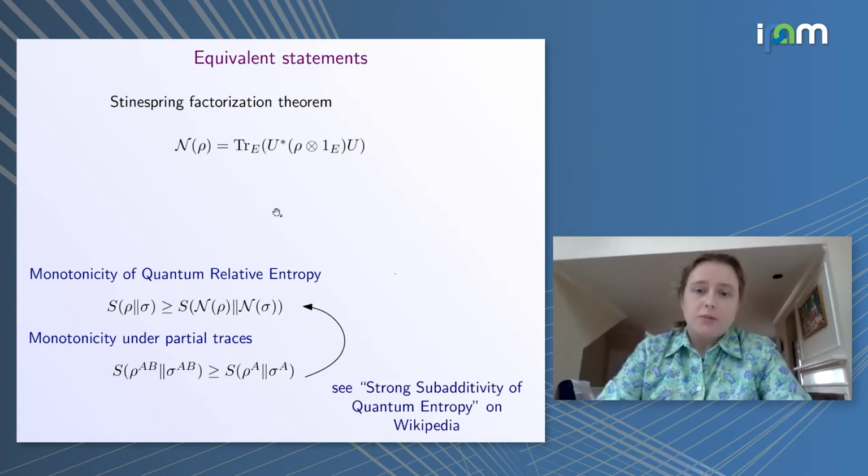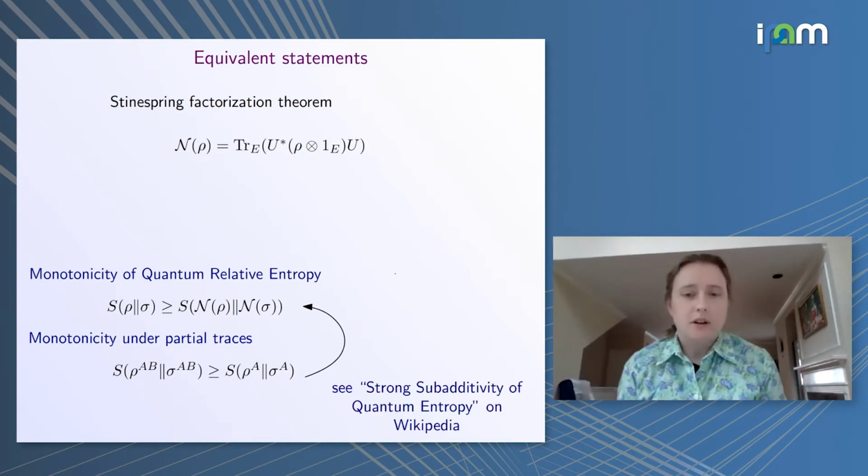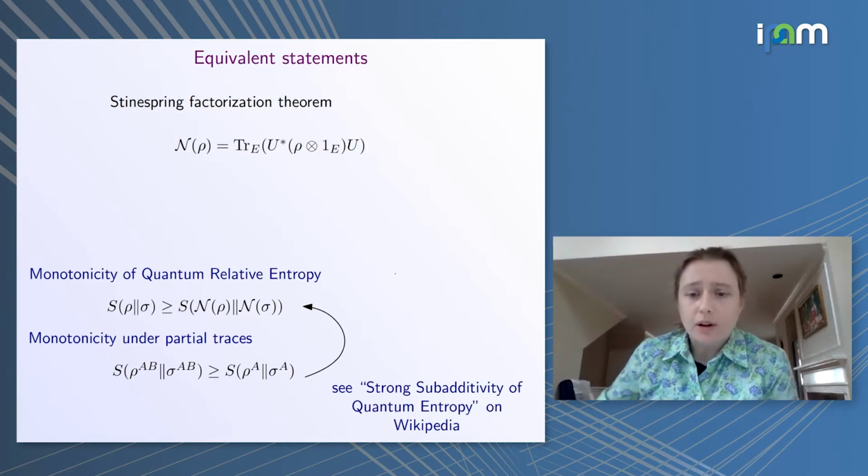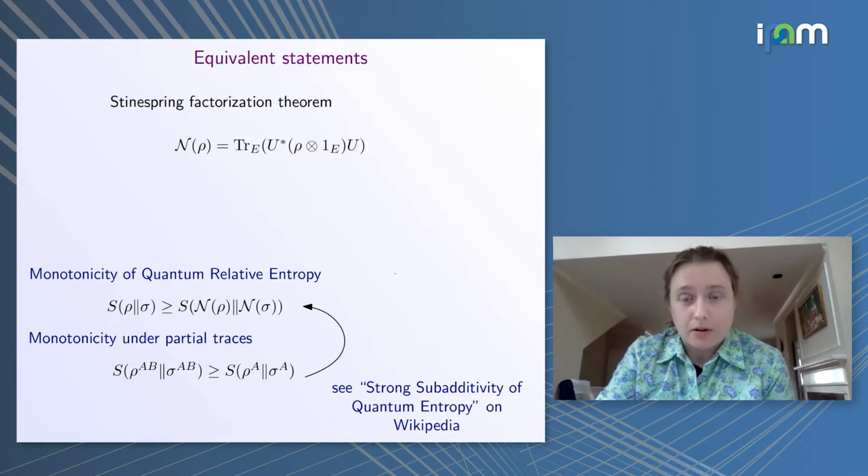But you can see more about these statements and how one is derived from another in the Wikipedia article titled Strong Subadditivity of Quantum Entropy, which was written by Elliott Lieb, Eric Carlen, and myself.